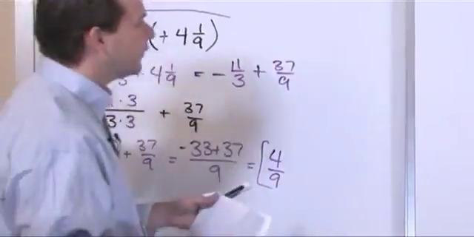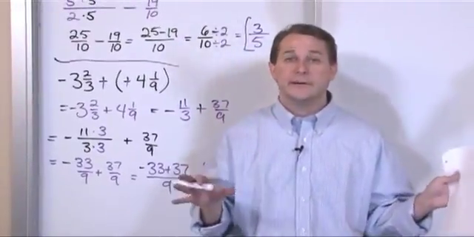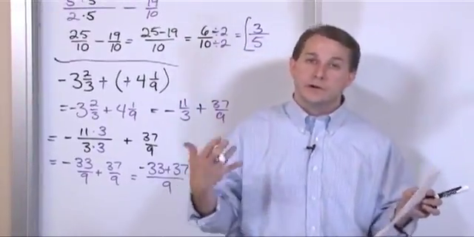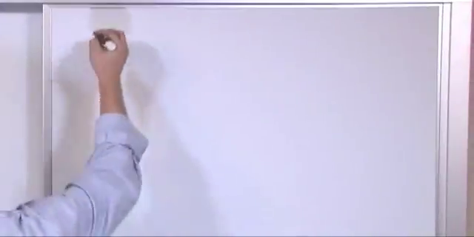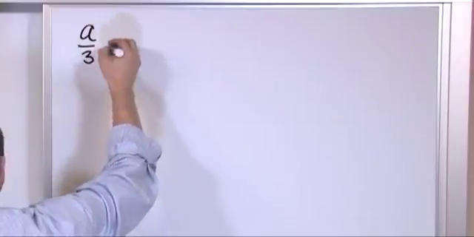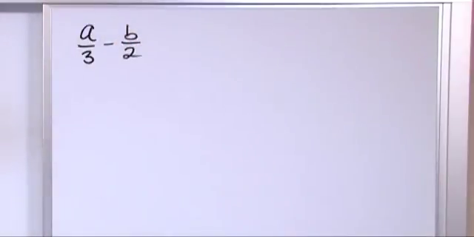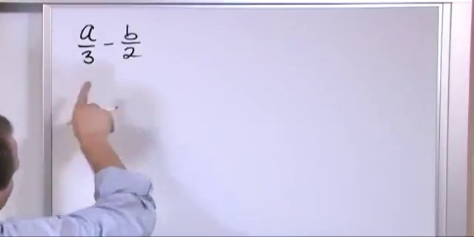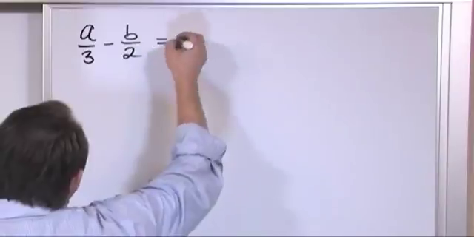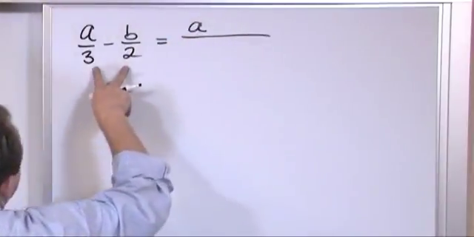And just like I've been saying before, if you have letters, it's not a big deal. You just work with it the same way that you think you might work with it. So let's take a look at one of those right now. What if we have a/3 minus b/2? So we have variables in there, but we know that our denominator is not the same. The common denominator that we would shoot for usually would be 6, because that's the least common multiple of these two guys.